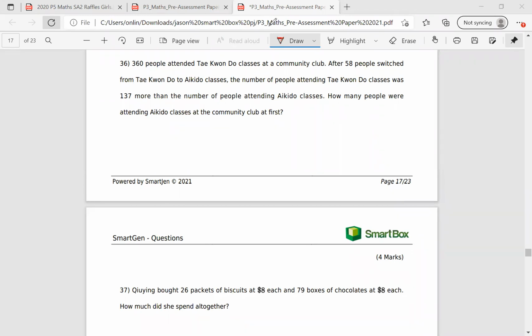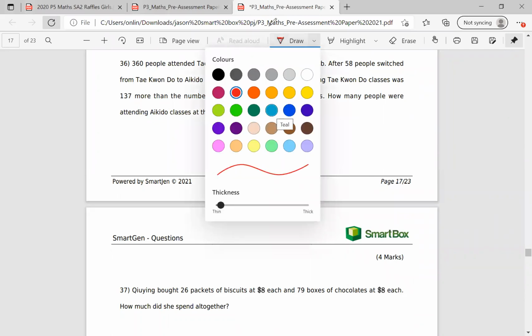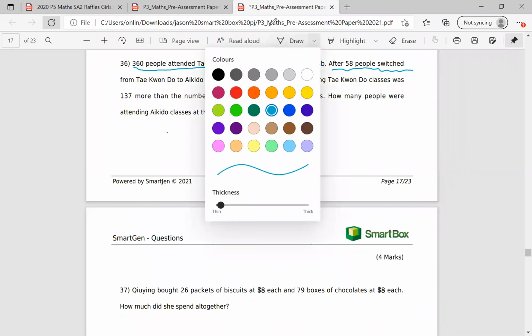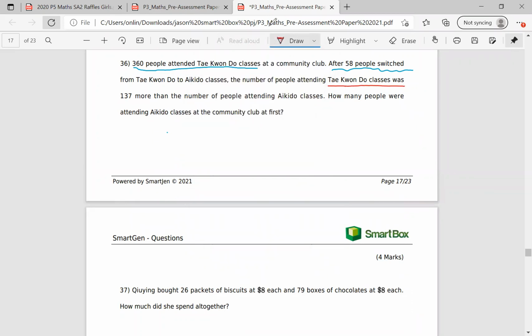So what we need to do is go sentence by sentence, because most students, when they see so many words, find it very difficult and want to give up. But never mind, let's start part by part and see what we have. So we have the total number of people attending the Taekwondo class, and then they tell us there's a change. So here is the change. And then the number of people attending the Aikido class was 137 more than number of people attending.